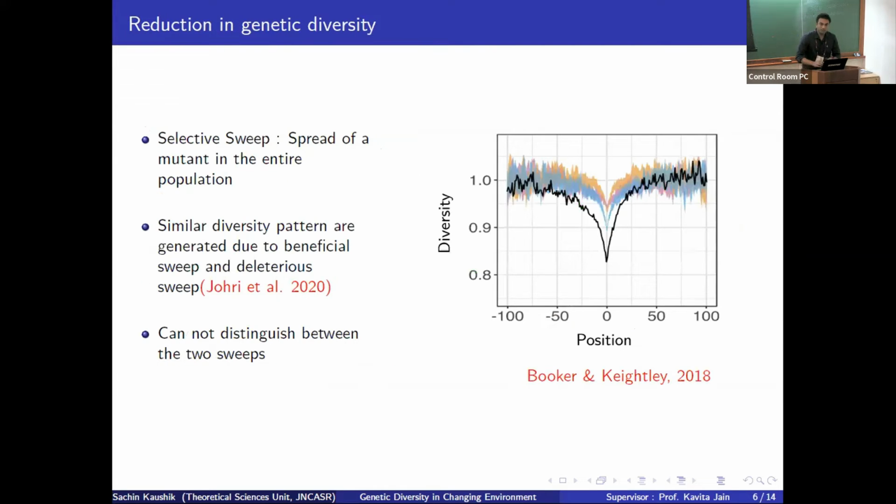What will be the implication? If we look at the diversity patterns here, these are the usual valley-shaped diversity patterns. They will be generated by the beneficial mutant and the deleterious mutant. When they have spread into the entire population, the patterns will be identical in both cases because the time is identical. And this creates a problem, because now we will not be able to recognize what kind of selection the mutation had, whether it was a positive growth rate or a negative growth rate. So we will not be able to distinguish. A selective sweep simply means the spread of a mutant into the entire population, and we will not be able to distinguish between a beneficial and a deleterious sweep.